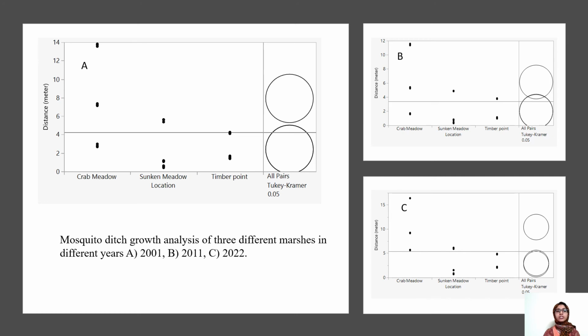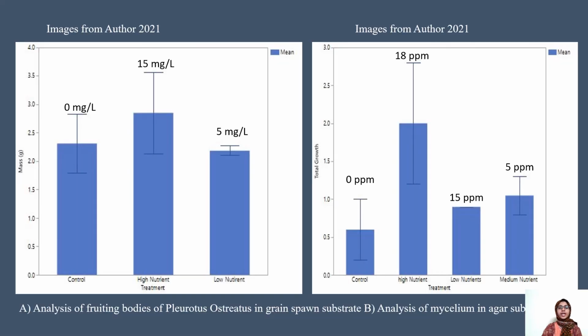less than 0.0001. Now the data that was collected on mushroom growth was also analyzed on JMP version 14, and the results demonstrated that not only control and low concentration of nitrogen favor the mushroom cultivation, but also higher concentration of nitrogen, which is 15 mg per liter in grain spawn substrate and 18 ppm in agar substrate, responded positively and increases the growth rate of oyster mushrooms and decreases the production time. Thus a 2011 research supports my results that nitrogen enhances mushroom biological efficiency and increases growth rate.